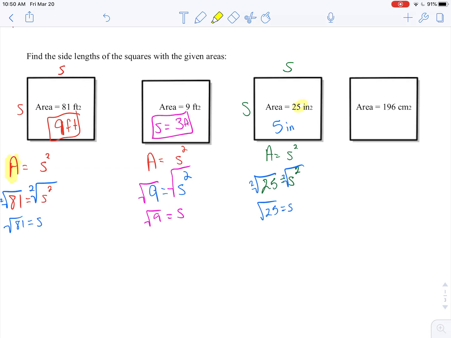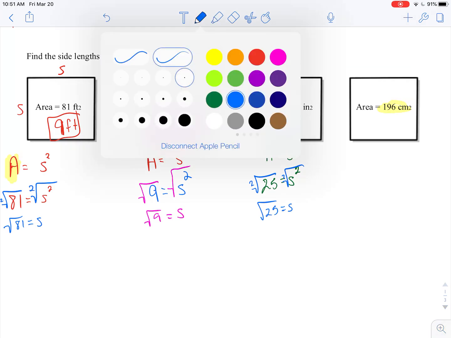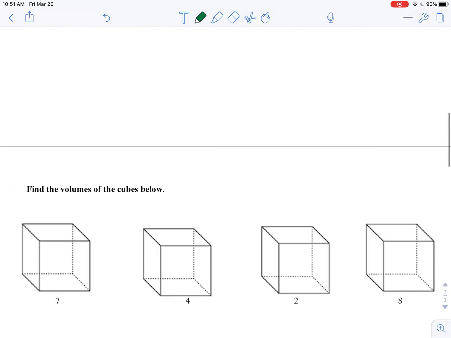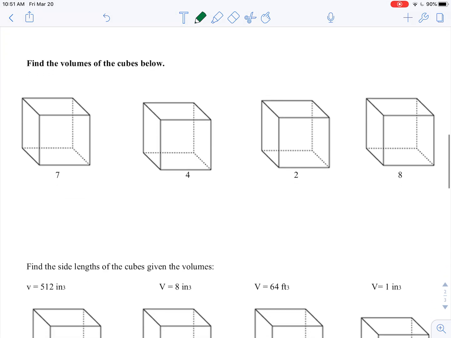And then here, again, we're just taking whatever that value is for the area, and we end up just square rooting it. You can see area is 25, square root of 25. Area is 9, square root of 9. Area is 81, square root of 81. So we can just take 196, and we can be sure here that our side length is going to be the square root of 196, so that's going to be 14 centimeters for each side.